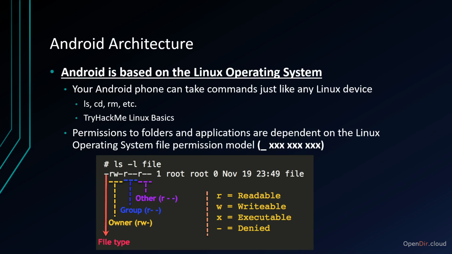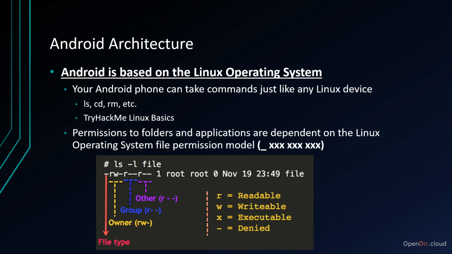Something to keep in mind about Android being based on the Linux operating system is that the permissions to folders and applications are dependent on the Linux file permissions model. Maybe you are familiar with this, where you have 10 different characters that determine permissions information about files. The first character, as you can see in the picture here, is the file type, indicated by a D for directory or X for an executable file.